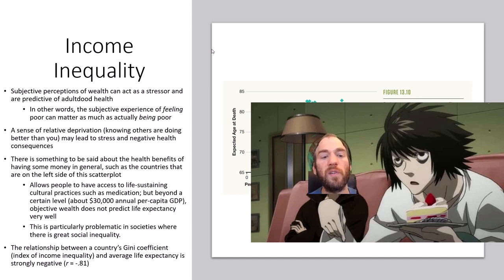Now, interestingly, though, income inequality has been found to be associated with average life expectancy across countries. And it's a strong negative correlation. Again, this strong negative correlation means that the higher the income inequality, the lower the average life expectancy. And negative 0.8 is a very strong effect. 1 is a perfect correlation, which is not possible. But negative 0.8 is a very strong finding in this study.